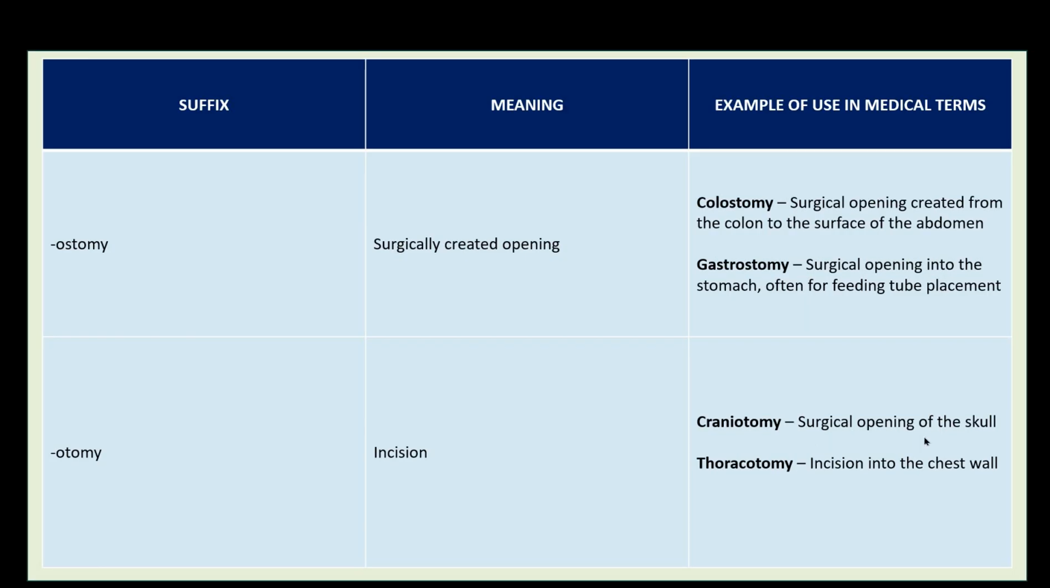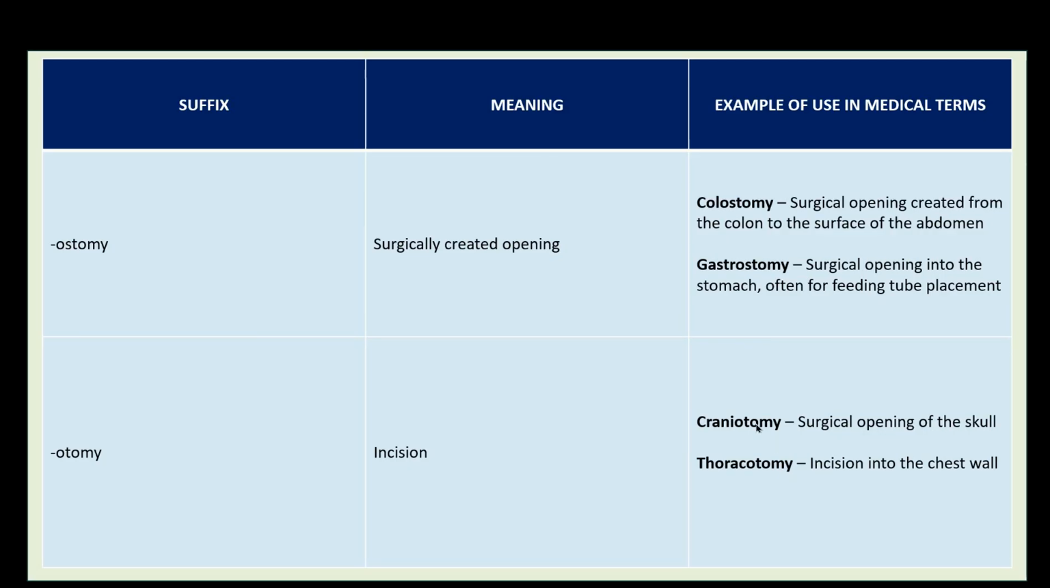Here we can see craniotomy. Craniotomy means a surgical opening of the skull. So whenever there is a surgical opening of the skull, in that case we will use the terminology craniotomy. Likewise we have thoracotomy. Thoracotomy means an incision into the chest wall. So when there is an incision into the chest wall, we will use the terminology thoracotomy, and here the suffix is otomy.